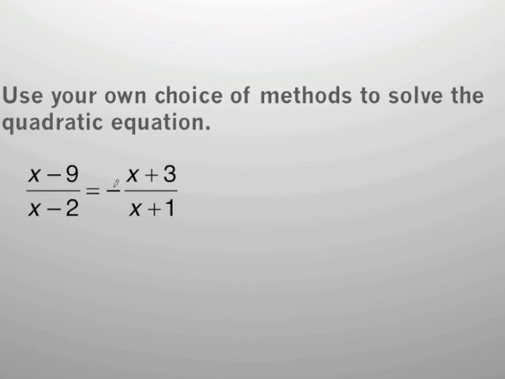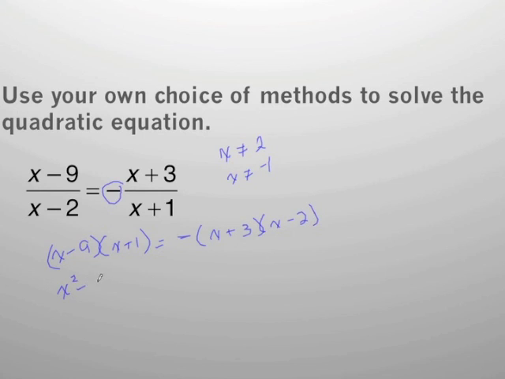Again, we have to cross multiply, but one thing we do need to be careful of when we want to cross multiply is this negative sign, and we know that x cannot equal 2 and x cannot equal negative 1. I cross multiply: x minus 9 times x plus 1. I'm going to put the negative sign with this side. x plus 3 times x minus 2.